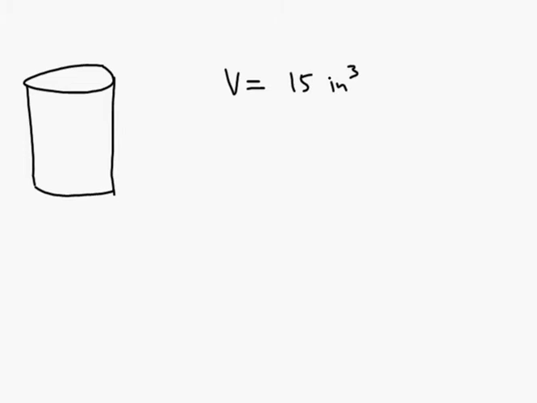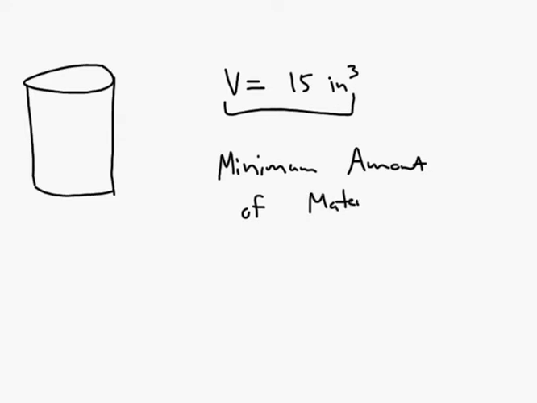And the question is, how do I build a can that's cylindrical in shape that will hold this amount of stuff and use the minimum amount of material to do that? So that's our goal. So optimal today means we want to minimize a quantity.